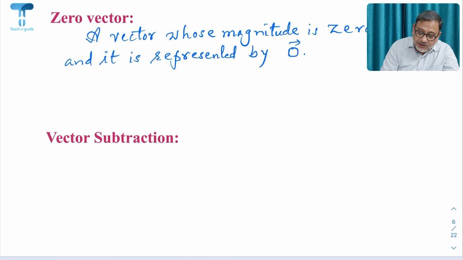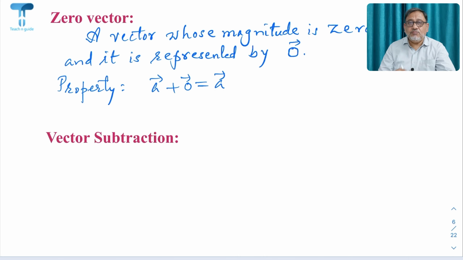Now what is the property of a zero vector? When you add a zero vector to any vector, there will be no difference, like simple numbers: 2 plus 0 is 2. Vector A plus zero vector is equal to vector A only. Or you can also write zero vector plus vector A is the same as vector A.